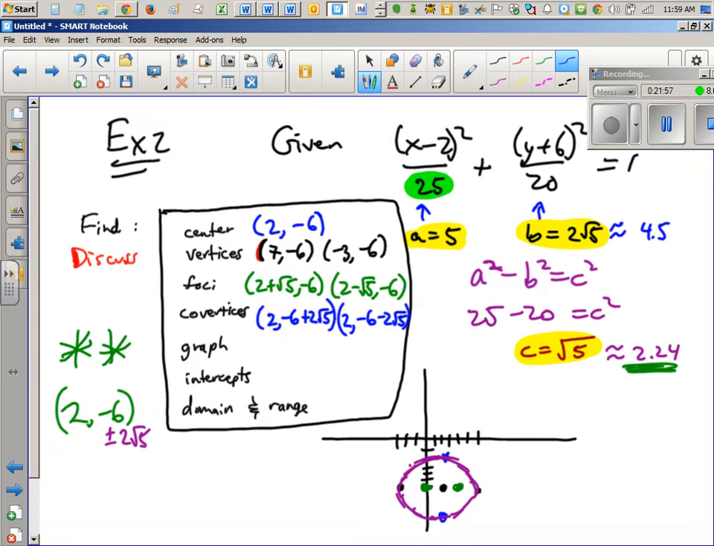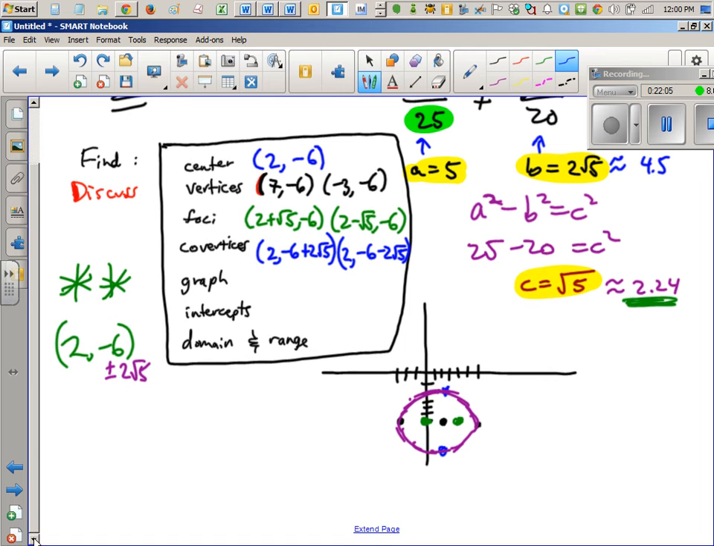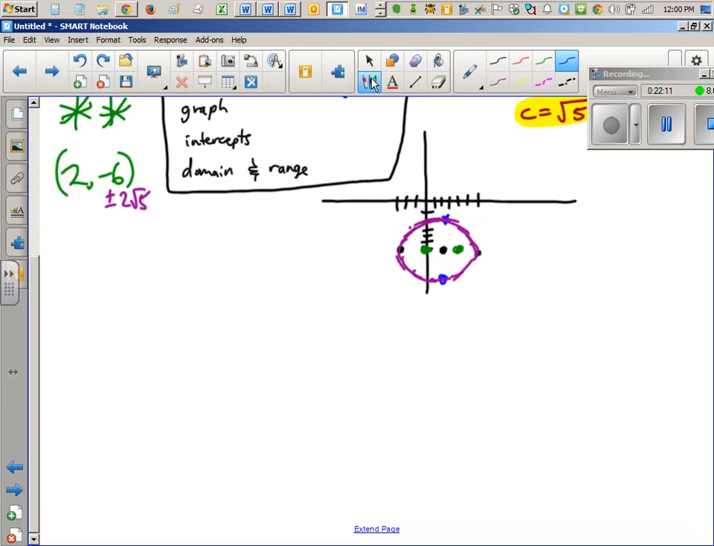Intercepts. You'll notice right now that there are no X intercepts. Okay? But let's show that there's no X intercepts. How do you find X intercepts? How do you do that? Set your what? Set your y equals 0. So let's do that. Let's set y equals 0 to get the X intercepts.